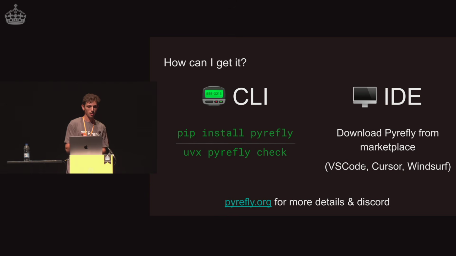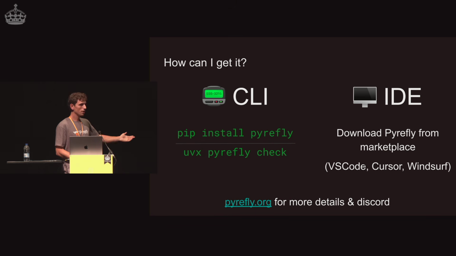How do you get Pyrefly? If you want to download it on the command line, you can run pip install. If you want to both download it and run it at the same time, you can use uvx pyrefly check. It'll download it and run it. If you have an editor, you can download Pyrefly from a marketplace, like VS Code, Cursor, Windsurf, all have it in the marketplace. We have a JetBrains extension too in the marketplace, though it's third party, not made by us.